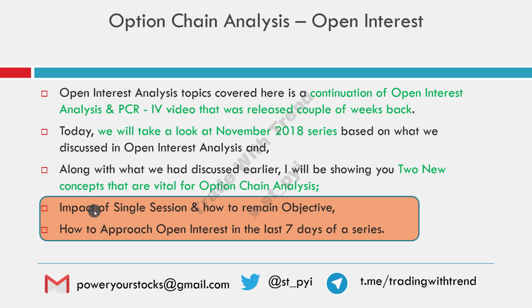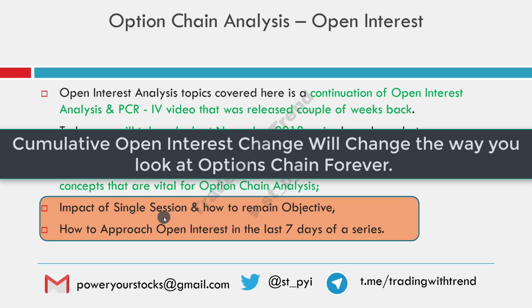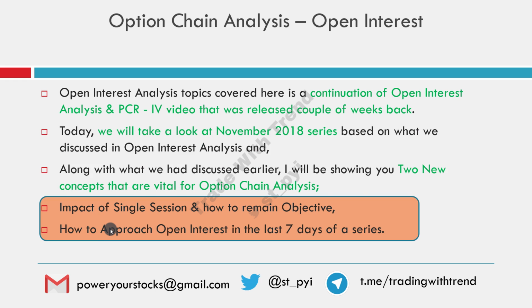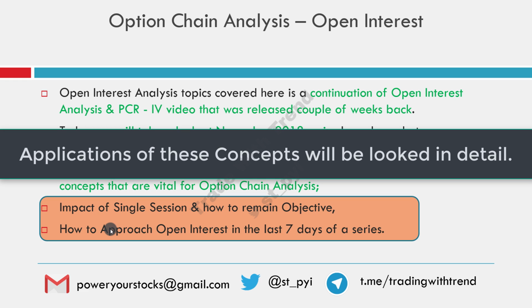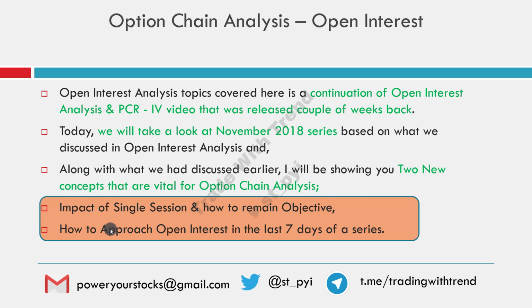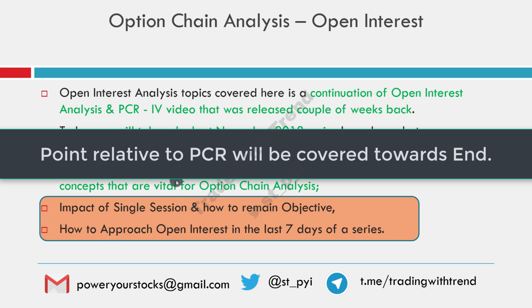So these two concepts are: number one, impact of a single session on price trend and how to use cumulative open interest chain charts to stay on track. And number two, how to approach option chain analysis in the last 7 days of a series leading up to the expiry. These two important concepts I had left out in the previous two videos as I wanted to cover the basics first and I wanted you to understand them thoroughly. By the time you end this video, you will have a deep understanding of how to link open interest, implied volatility and price together for an entire trading series.